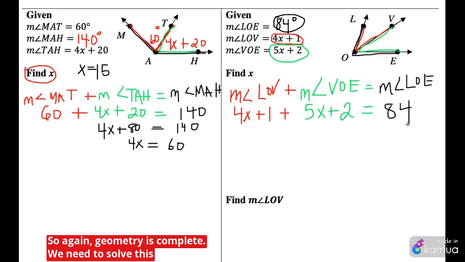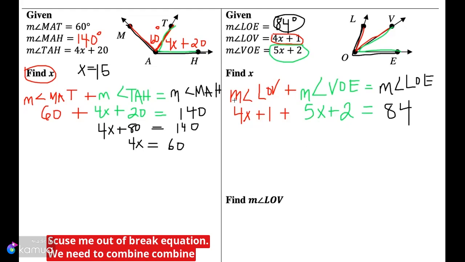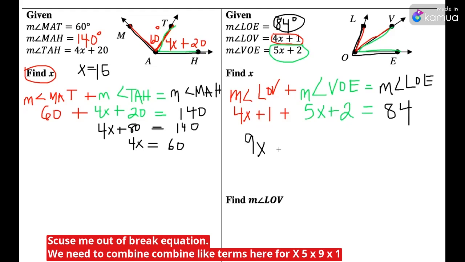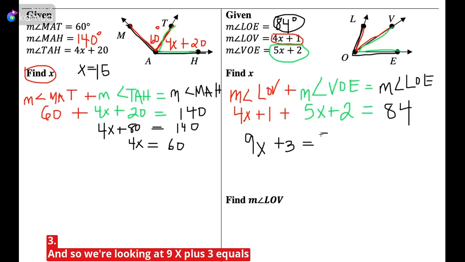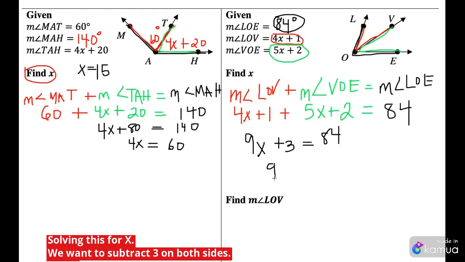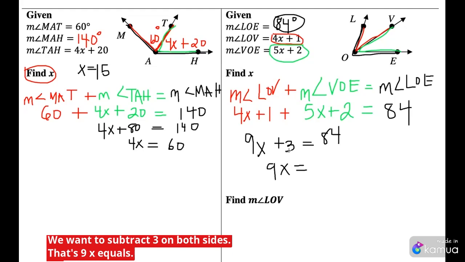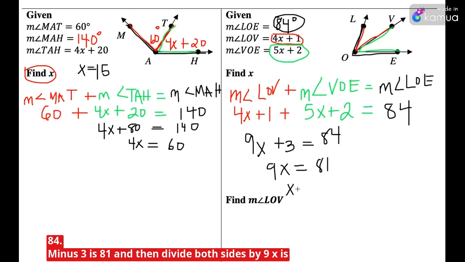We need to solve this algebraic equation. We need to combine like terms here, 4x, 5x, 9x, 1 and 2 gives us 3. And so we're looking at 9x plus 3 equals 84. Solving this for x, we want to subtract 3 on both sides. That's 9x equals 84 minus 3 is 81, and then divide both sides by 9. X is 81 divided by 9, 9. Okay, so X is 9.